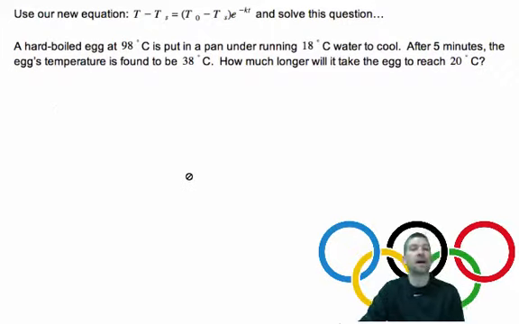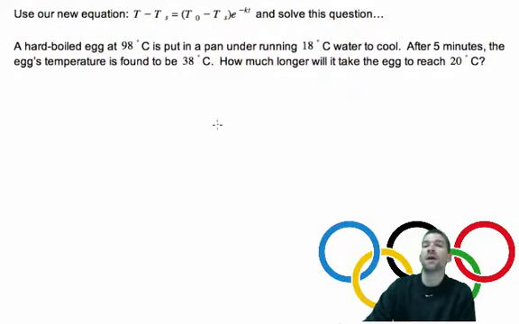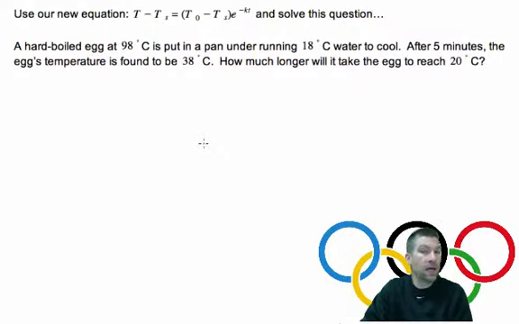So this is a really complicated equation. Let's check it out. Use our new equation, T minus Ts is equal to T sub 0 minus T sub s e to the negative kt, and solve this question. A hard-boiled egg at 98 degrees Celsius is put in a pan under running 18 degrees Celsius water to cool. After 5 minutes, the egg's temperature is found to be 38 degrees Celsius. How much longer will it take the egg to reach 20 degrees Celsius?